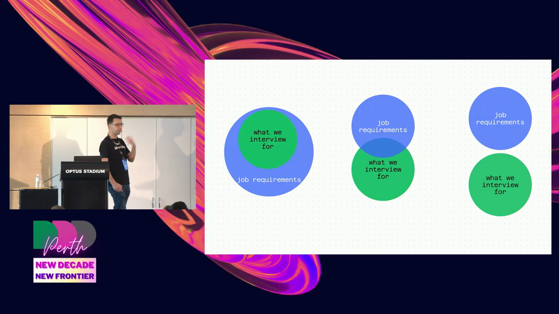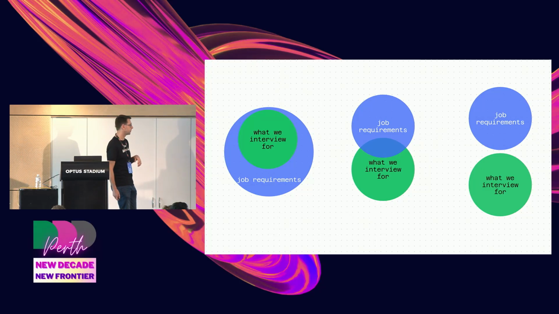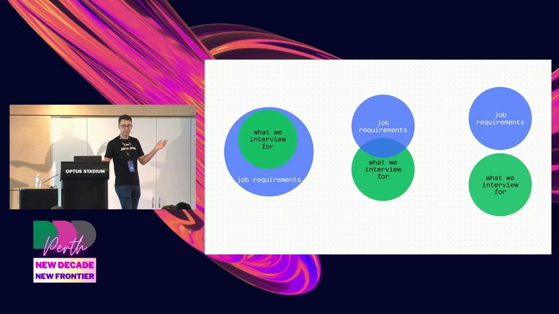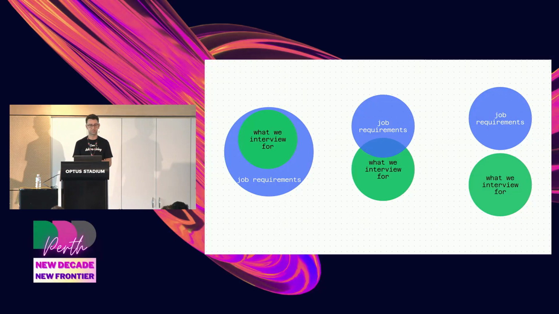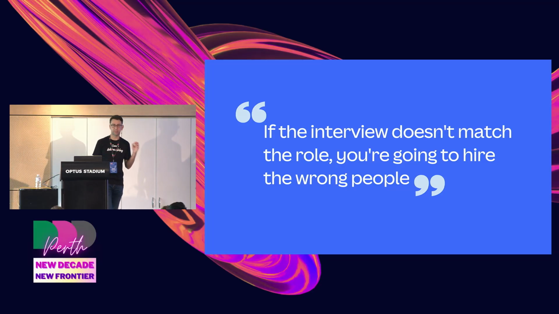It's going to give us a bunch of data points on how the candidate's going to perform in their day-to-day role. In the middle, we've got a question that is partially overlapping with the job requirements. It's okay. It's going to get us some data, but it's not going to be the most efficient way to interview. And on the right, we've got a question that is completely disconnected from the job requirements. And we're going to get hiring signal here, but it's not going to be any useful signal that we can use to try and make a decision. So if the interview process doesn't match the role, we're going to end up hiring the wrong people.